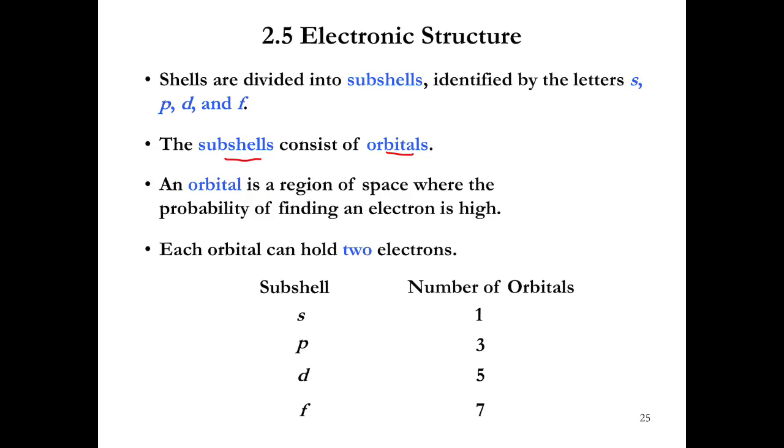So remember that an orbital can hold up to 2 electrons, which means an S subshell can hold 2 electrons. A P subshell has 3 orbitals, which means it can hold up to 6 electrons. A D subshell has 5 orbitals, which means a D subshell can hold up to 10 electrons. And an F subshell has 7 orbitals, which means it can hold up to 14 electrons.